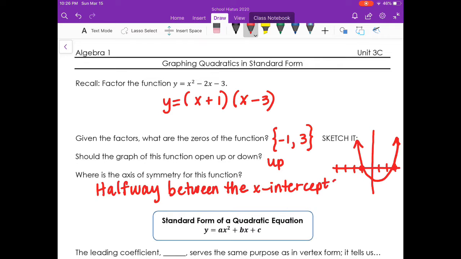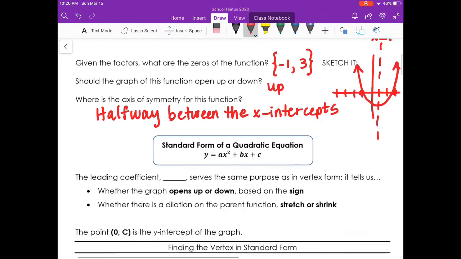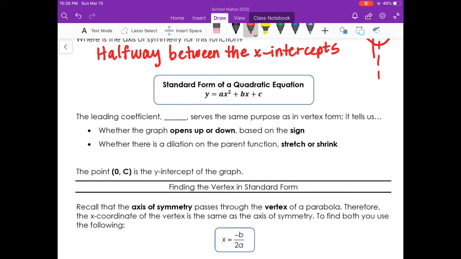Then we discussed the fact that the axis of symmetry is halfway between any pair of points that are aligned horizontally on the graph. So we counted to find the point exactly between negative 1 and positive 3 on the graph. And that's just a bit of a recap of the things that we learned in previous units that are going to help us as we move forward with graphing.